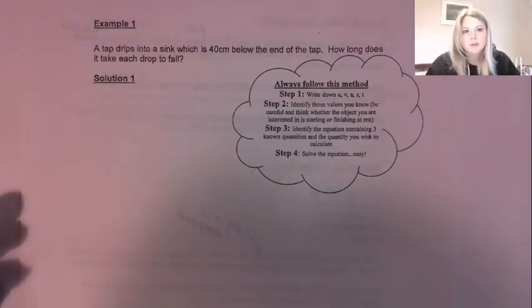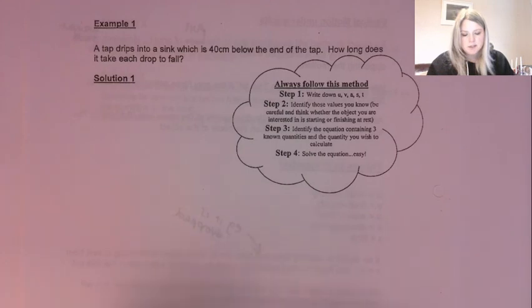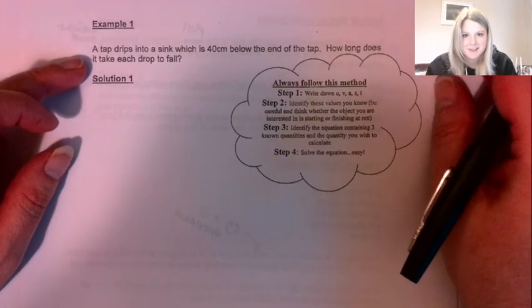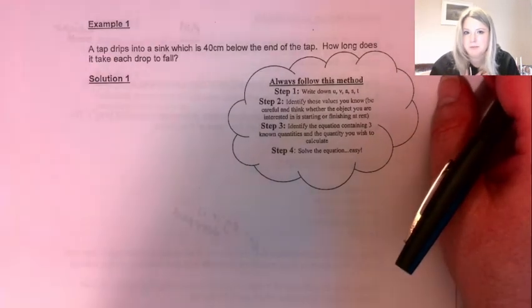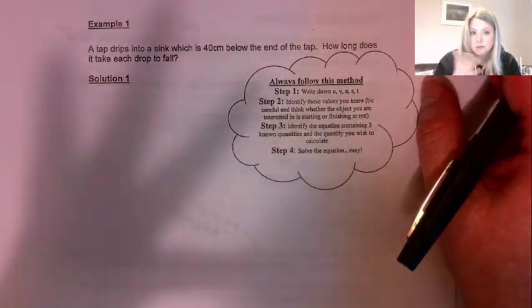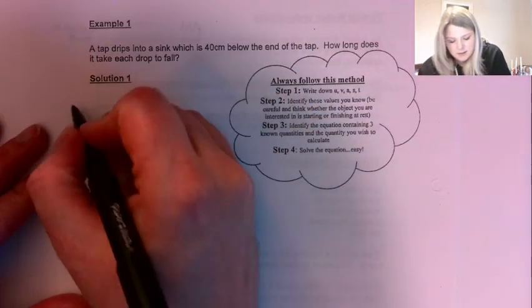Okay, over on to 141, and we'll start to work through these examples here. So a tap drips into a sink which is 40 centimeters below the end of the tap. How long does it take each drop to fall? So before I start, I'm making my UVAS list.